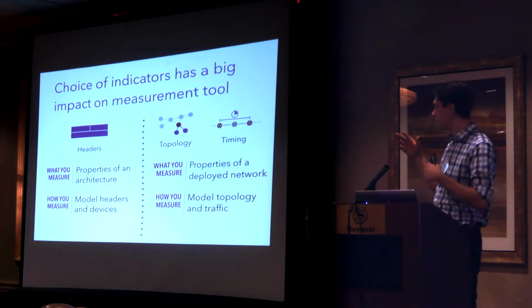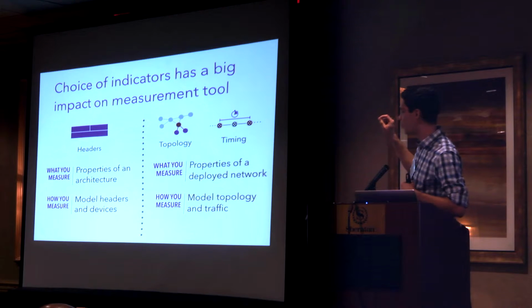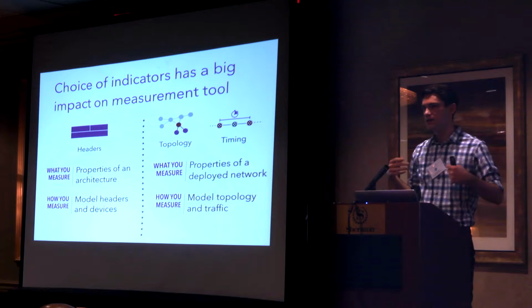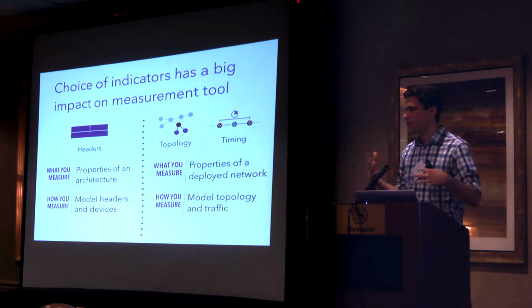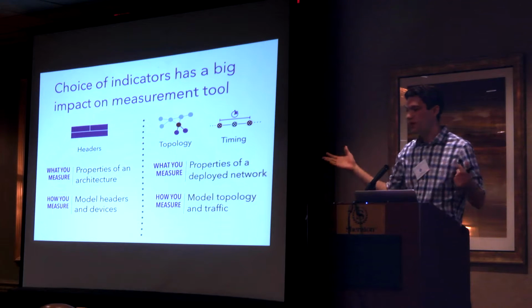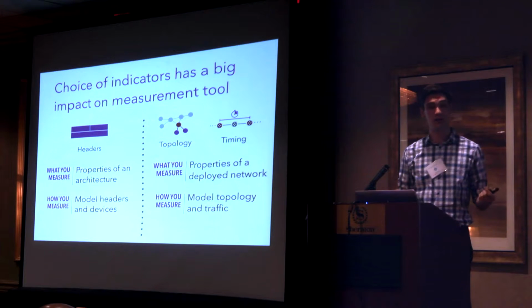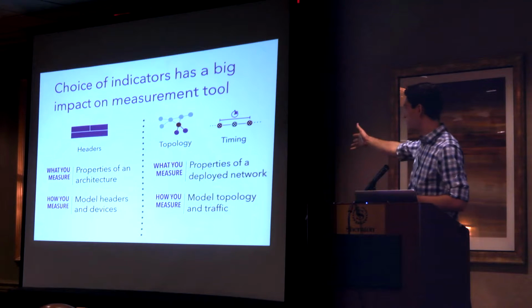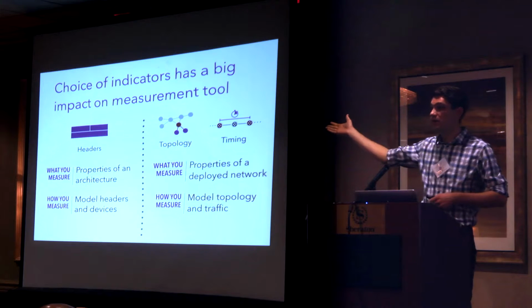So not only does which indicators you look at affect what your tool can measure, but it impacts how you build your tool, the sorts of things that you need for your tool to work. So if you want to look at headers, well, you better have a model of headers and how devices interact with headers. And if you want to look at timing and topology, well, you need a network topology and you need a traffic matrix.